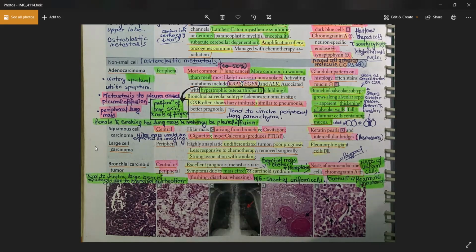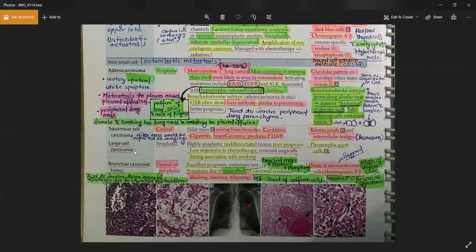The other one is the large cell carcinoma. It is again peripheral, and if you see a patient having some kind of nodule in the lung on the X-ray with bilateral lymphadenopathy, and on the biopsy you find giant cells, you can think about large cell carcinoma. It is a highly anaplastic tumor, and I told you a feature of an anaplastic tumor is it cannot be differentiated, right?